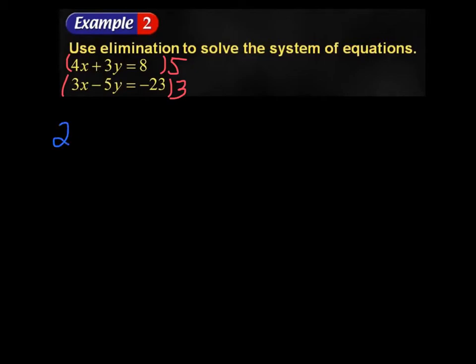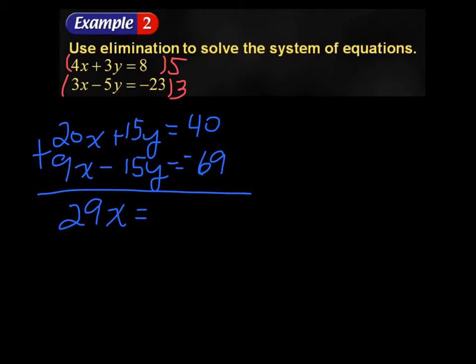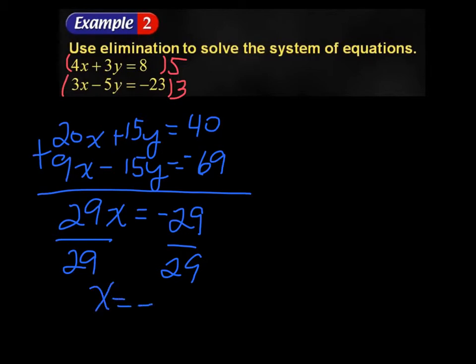So I have 20x plus 15y equals 40, and 9x minus 15y equals -69. And I intentionally got opposites so I could add, because most of the time people prefer adding to subtracting with sign problems. So I have 29x equals -29. So if I divide both sides by 29, I get x is -1.